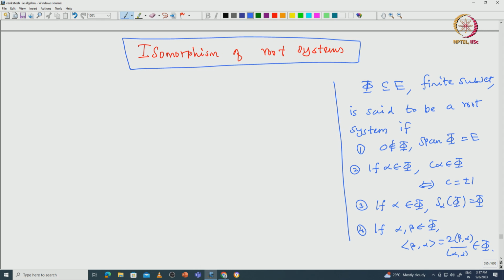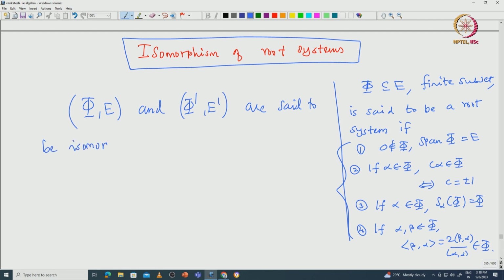So, now we say that two root systems are isomorphic. Naturally, we have to preserve the properties 1 to 4. That means we need to have an isomorphism between these Euclidean spaces. Let us call these (Φ, E) and (Φ', E'). These are two given root systems, and we say this is isomorphic if there exists an isomorphism from E to E'. Not necessarily an isometry, it is just an isomorphism. That means it is an invertible linear transformation.